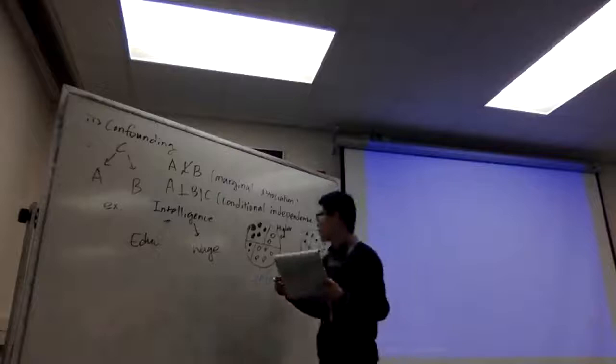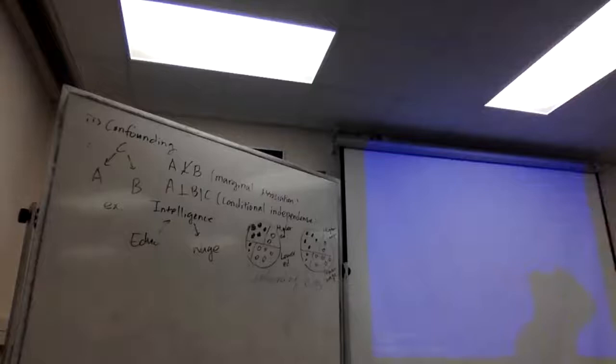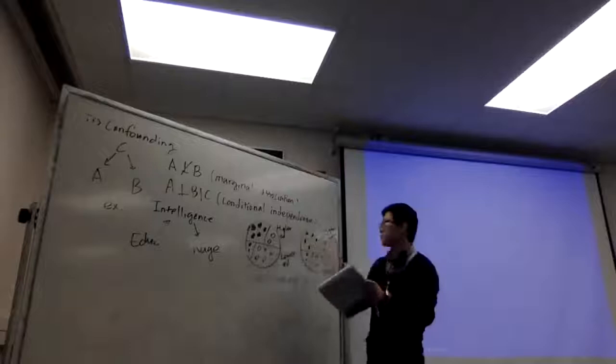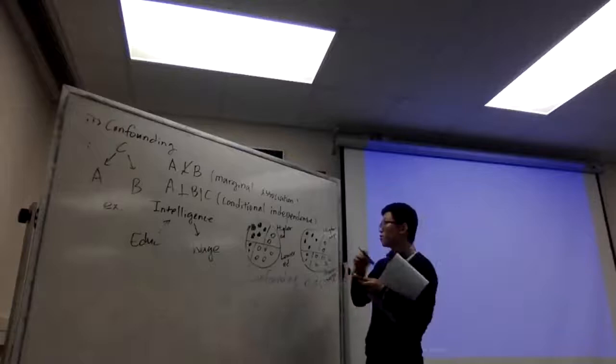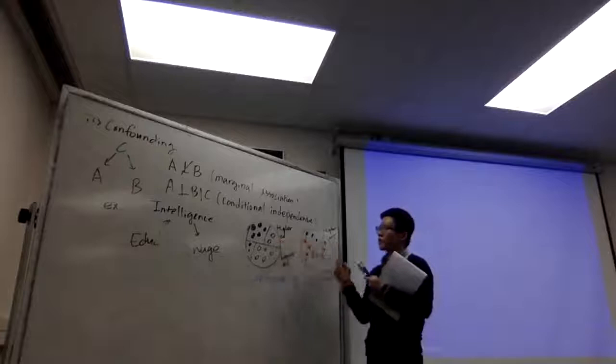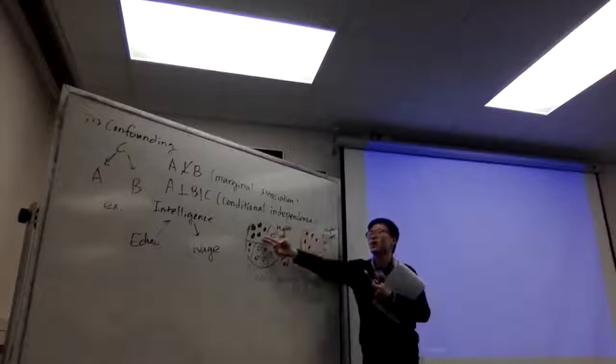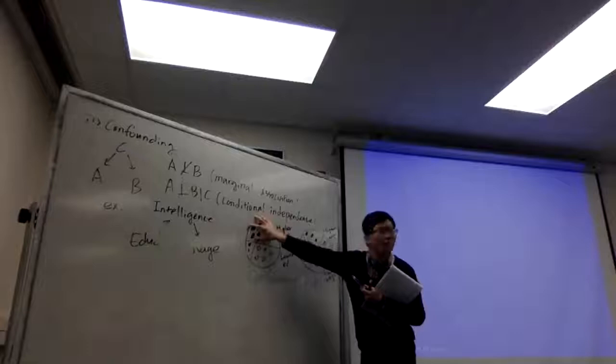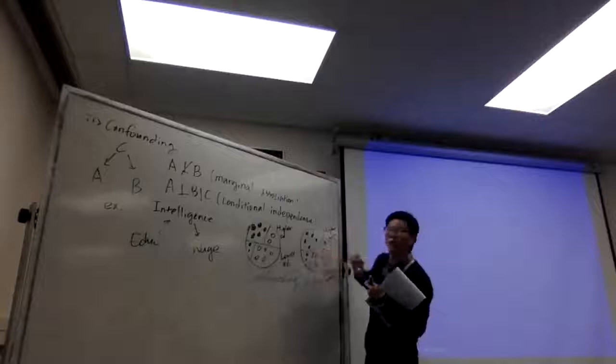Sorry, how do we know there's a confounding bias? Is it because of the pattern between these two circles? Without looking at this differentiation, they are correlated with each other in the sense that they are similar. Higher education people are also in higher wages, and lower education people are lower wages. Does that make sense?